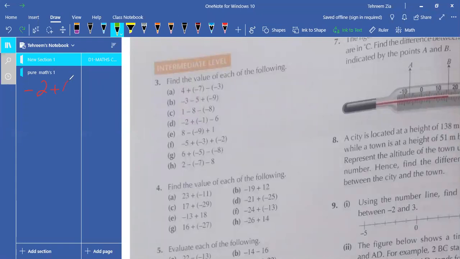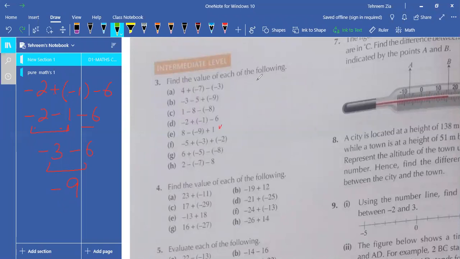Minus 2 plus minus 1 minus 6. So first step is to solve the brackets. Minus 2, so plus minus gives minus 1, minus 6. Second step is to solve the first two numbers. Minus 2 minus 1 would be minus 3, and minus 6. So finally minus 3 minus 6 is minus 9.